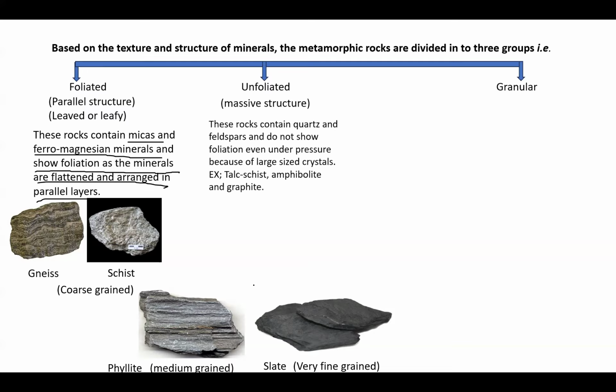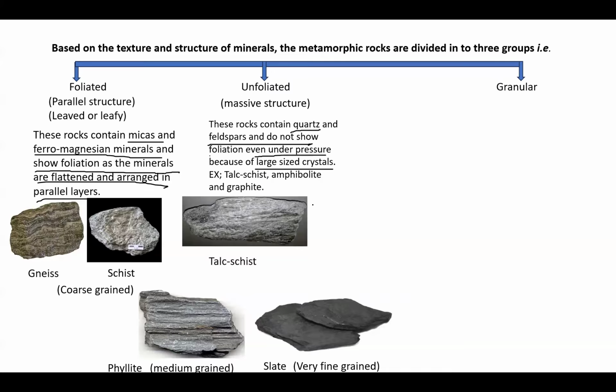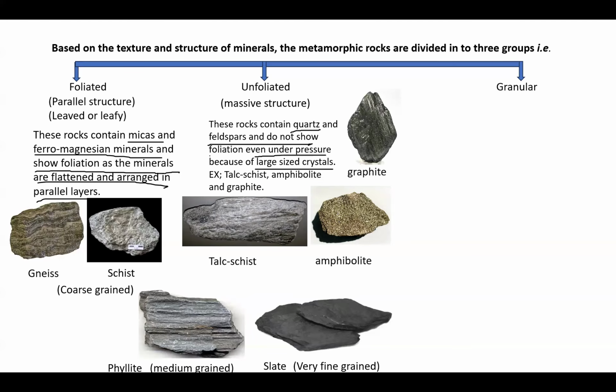So unfoliated, what is unfoliated? This is a massive structure. These rocks contain quartz and feldspar, remember the combination is very important, and do not show foliation like the previous foliated rocks, even under pressure, because of the large-size crystals. Because of the massive structure, this does not show any foliation. Examples are talc schist, where you can't see much foliation, and amphibolite. You can't see any foliation even under heavy pressure. Graphite is also one of your examples.